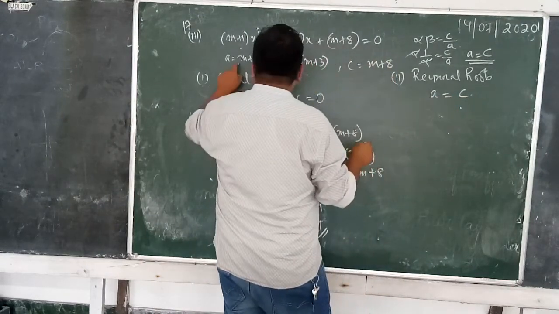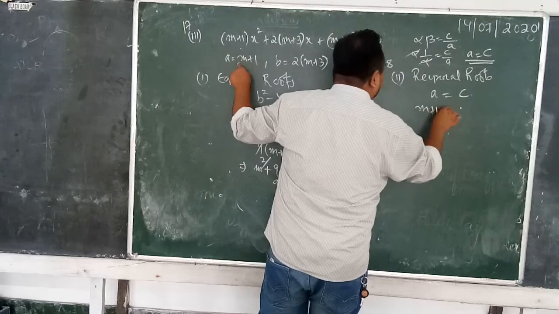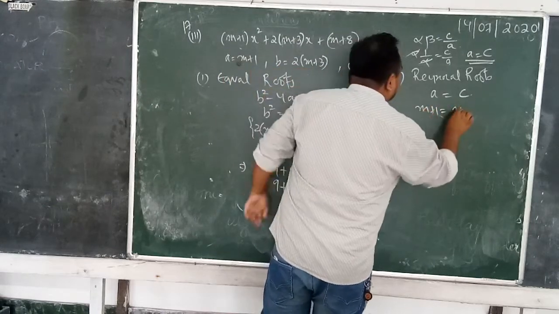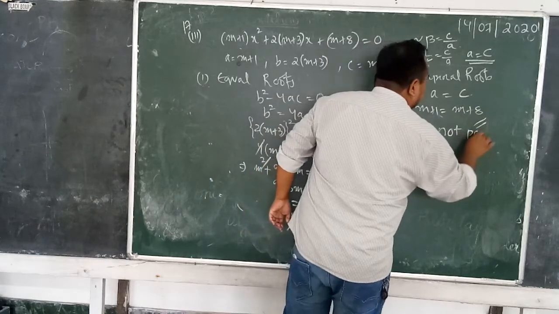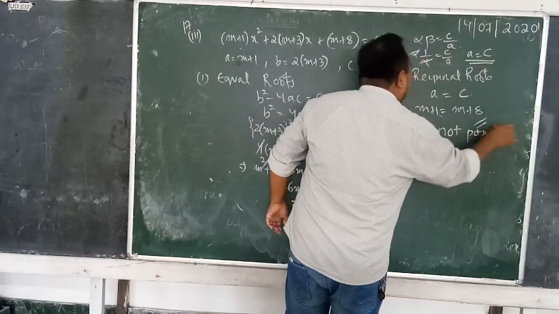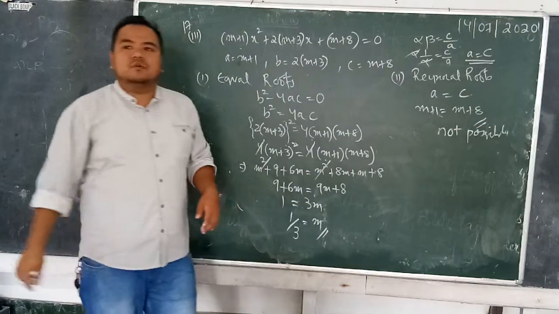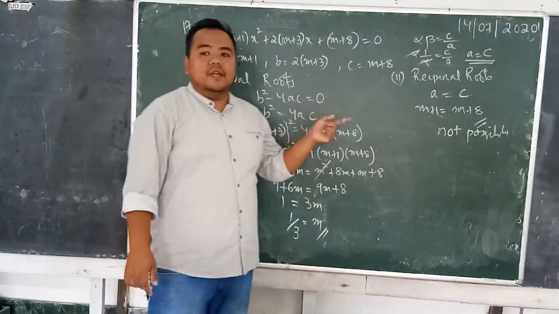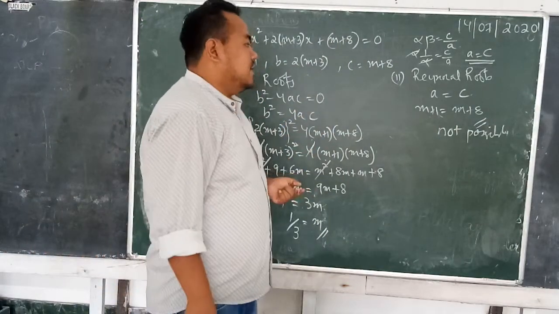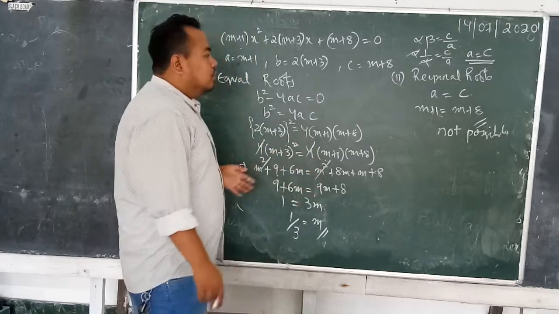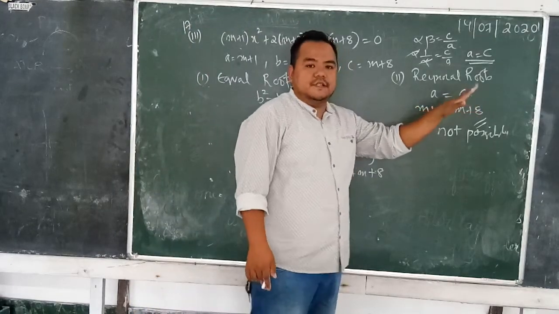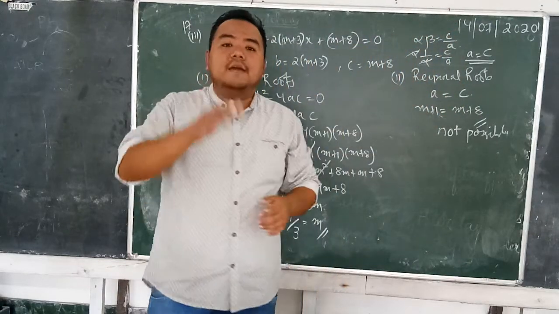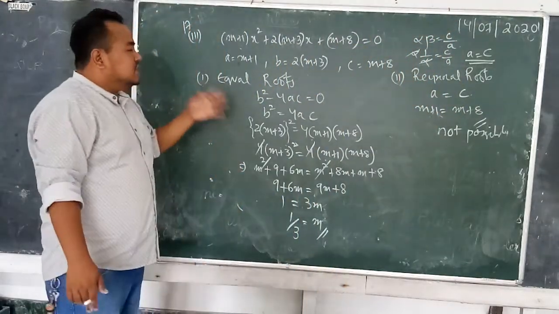So what is the value of A? A equal to m plus 1, and what is the value of C? It is m plus 8. So from here the value of m is not possible, because if m gets cancelled, 1 will be equal to 8, and that is not possible at all. Is that clear? So for reciprocal roots, you just use this condition, A equal to C. So this is type 2 for you. So what is type 2?